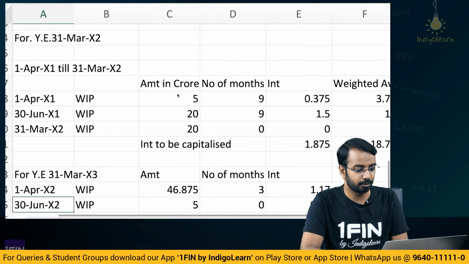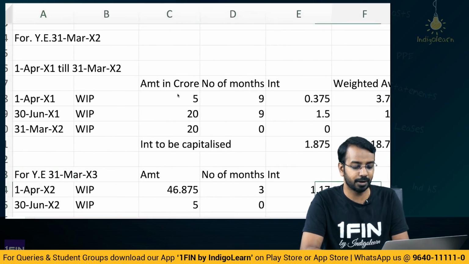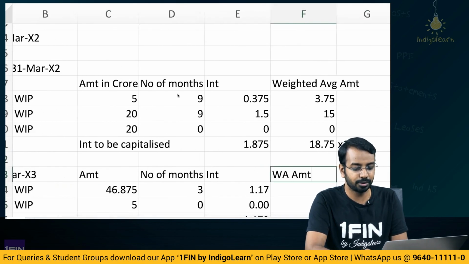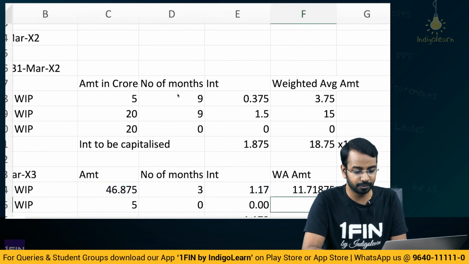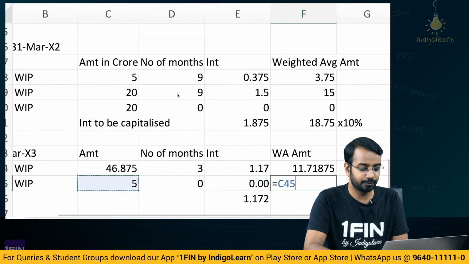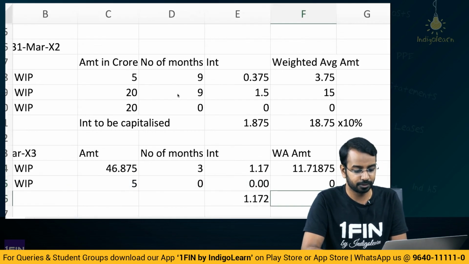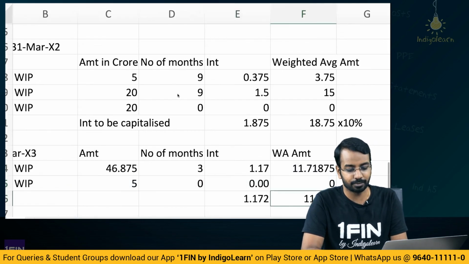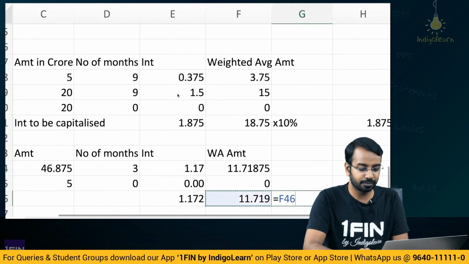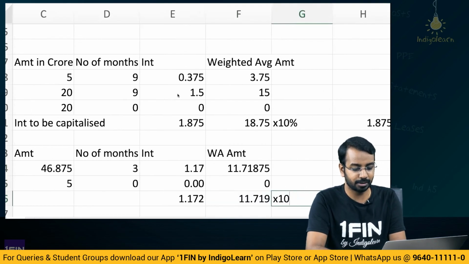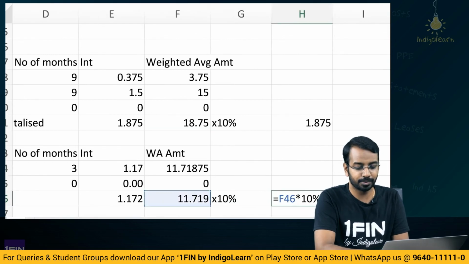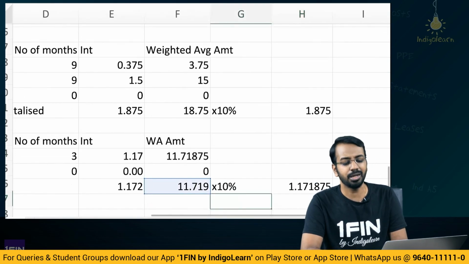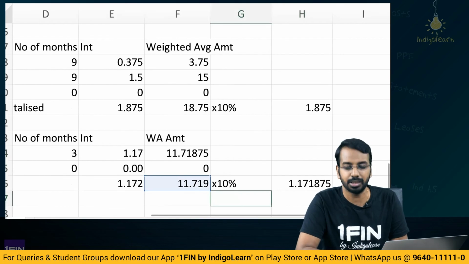Now here, opening balance 46.875, again weighted average amount is 46.875 multiplied by 3 divided by 12. Here 5 multiplied by 0 divided by 12. So, the total you get is 11.719. On this, when you multiply this by 10%, you get 11.719 into 10%, you get 1.1718 or 1.172, right? So that also is another way to calculate.